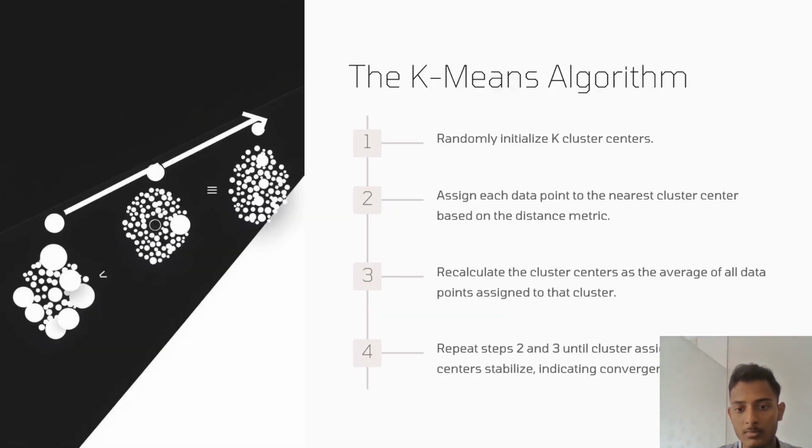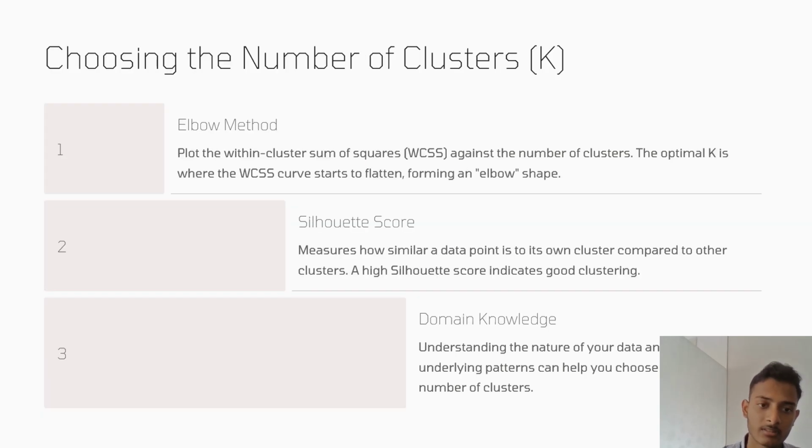K-means algorithm. Randomly initialize K cluster centers. Assign each point to the nearest cluster center based on the distance metric. Recalculate the cluster center as the average of all data points assigned to the cluster. Repeat steps 2 and 3 until the cluster assignments and the center values stabilize, indicating convergence.